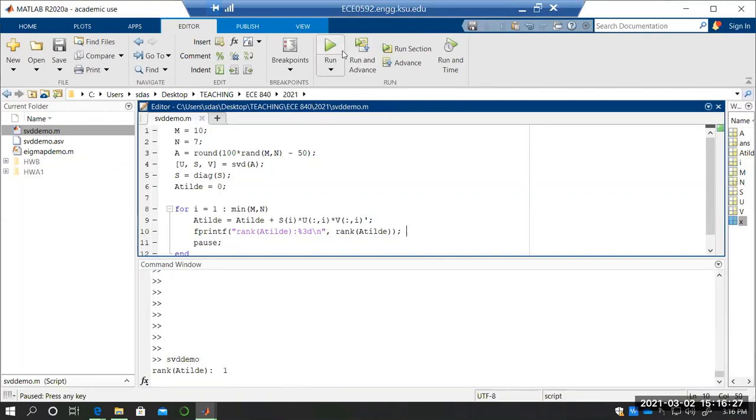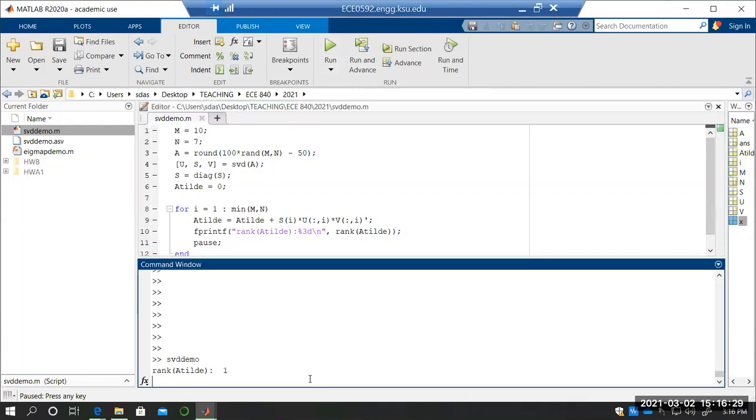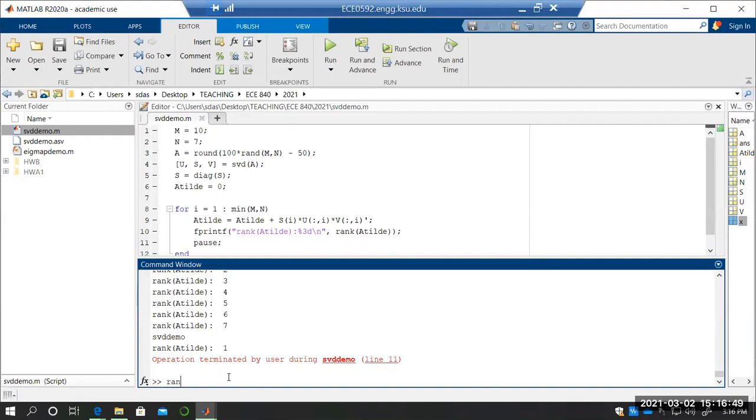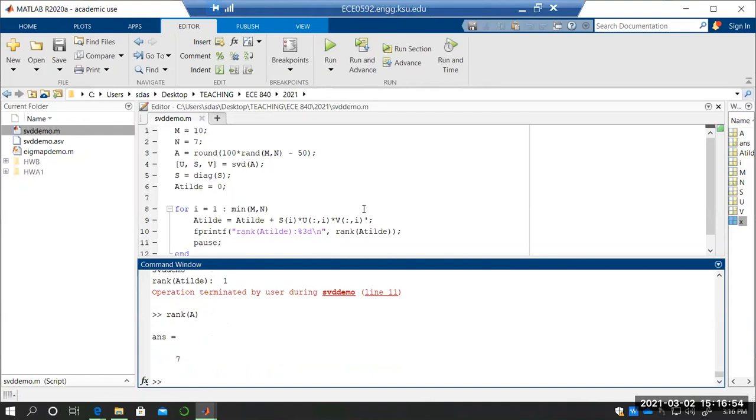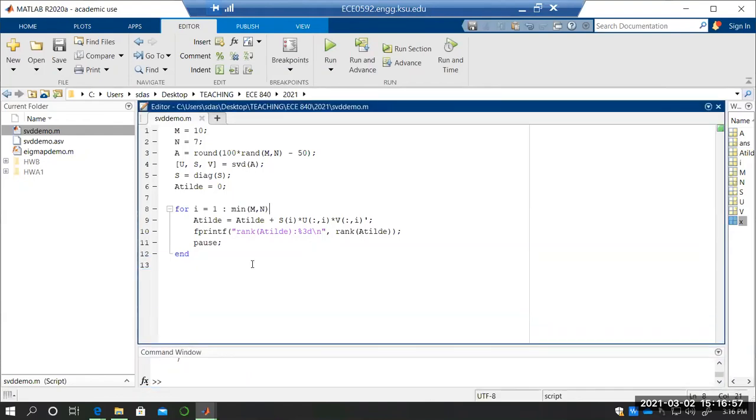Oops, what did I do? Next iteration, it's 2. I actually pressed run again, so it's going to run again, but never mind. Then 3 and 4, 5, 6, 7, because the rank of A is 7. Rank of A is 7. Okay. Did you understand this? Now let's look at the norm.